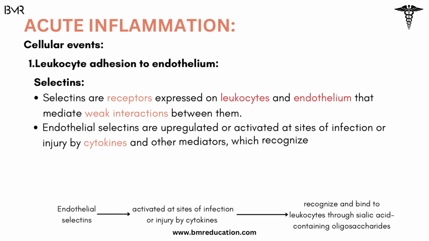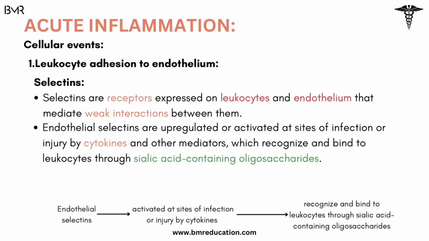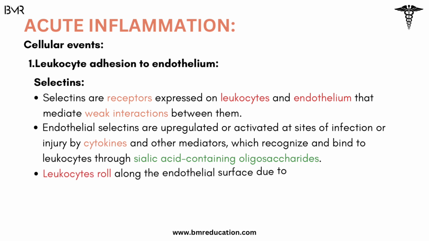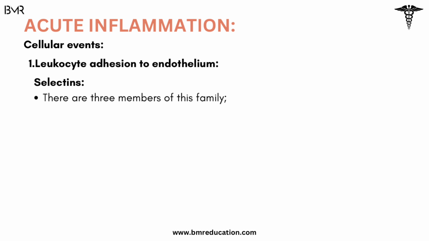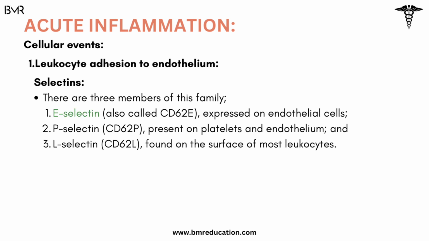Endothelial selectins are upregulated or activated at sites of infection or injury by cytokines and other mediators, and they recognize and bind to leukocytes through sialic acid-containing oligosaccharides. Leukocytes roll along the endothelial surface due to weak selectin interactions, slowing them down for further adhesion molecule recognition. There are three members of this family: E-selectin, P-selectin, and L-selectin.